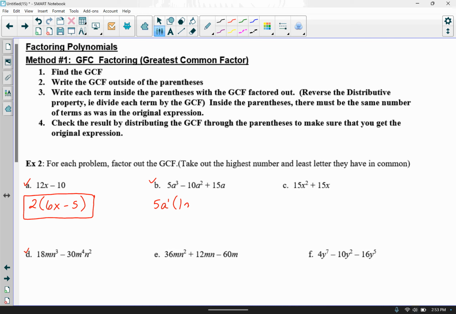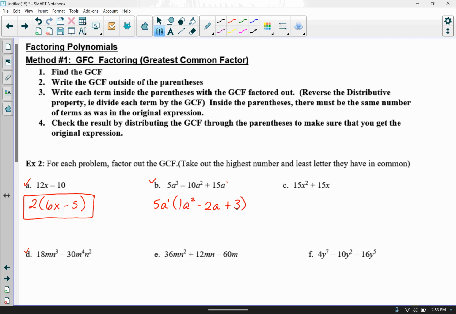So 3 take away 1, so I have a squared. You don't have to have that 1 there. You can just have a squared if you like. 5 times what gives me negative 10? That'd be a negative 2. Get my letters. 2 take away 1, that'd be a. Plus 5 times what gives you 15? That'd be 3. Take away your letters, so a take away a.